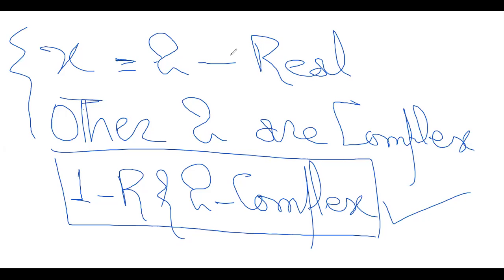I'm just going to read the options once again. The equation has three real solutions. The equation has two real solutions and one complex solution. The equation has one real solution and three complex solutions. The equation has one real solution and two complex solutions. The equation has no real solutions and three complex solutions. So the choice is this one. This one is the right choice.